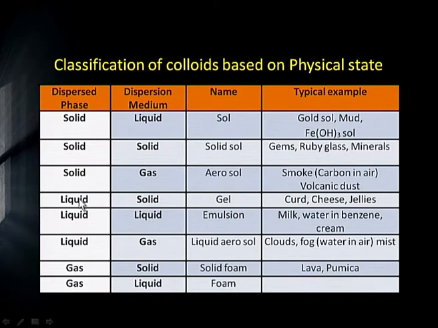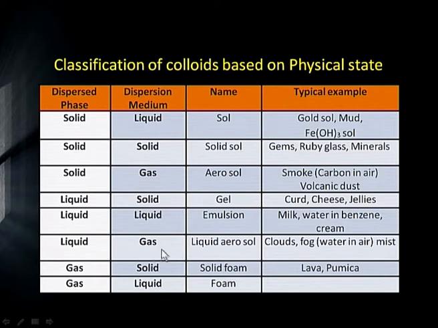If the liquid is the dispersed phase and solid is the dispersion medium, we get a gel. The name gel talks about jelly materials. Even curd and cheese are examples of gels. If you have a liquid-liquid combination, the resulting system is an emulsion. Milk, water in benzene, the cream that we use are all examples of emulsions.